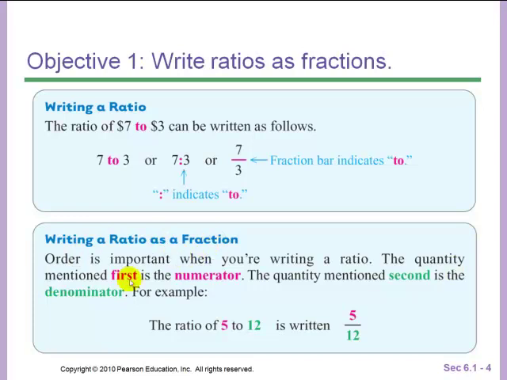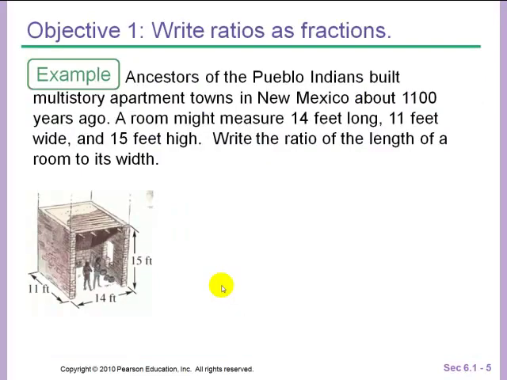The quantity mentioned first will always be the numerator. The quantity mentioned second is always going to be the denominator. For example, the ratio of 5 to 12. 5 was said first, so it is our numerator. 12 was said second, so it is our denominator. The order is critical. You must have that correct.